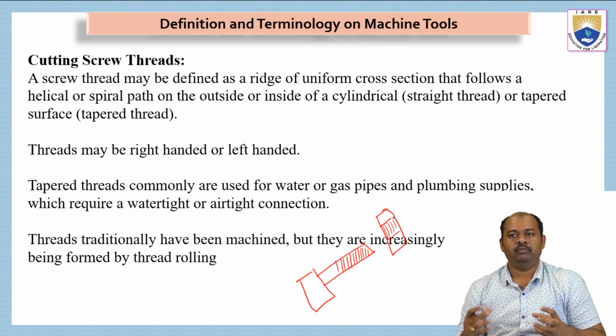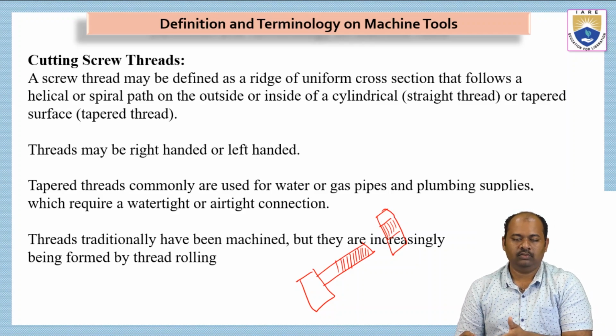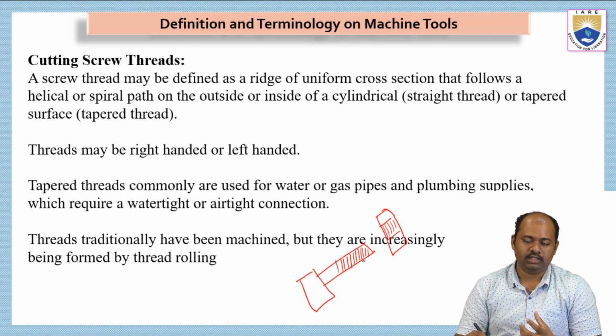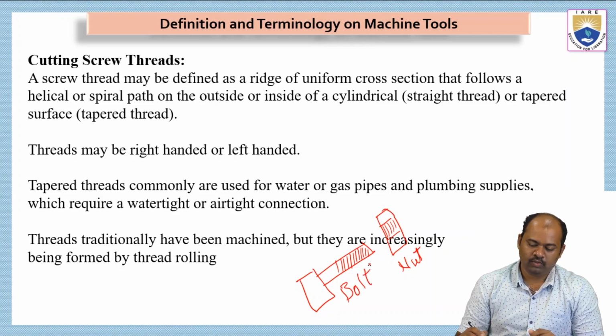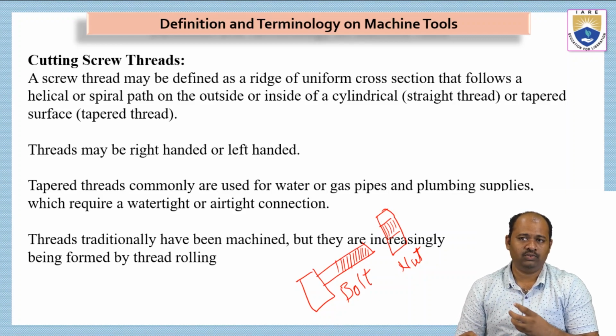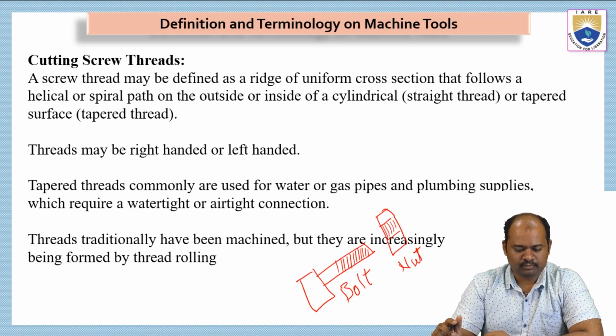When we want to cut these threads, both of them are initially cylindrical in shape, but we have to create these threads on the internal surface and the external surface. So this is the nut and this is the bolt. We have to create external threads on the bolt and internal threads on the nut. In order to do this, we have to use some special tools. These tools are made up of a helical or spiral path. So the process is called screw thread cutting.